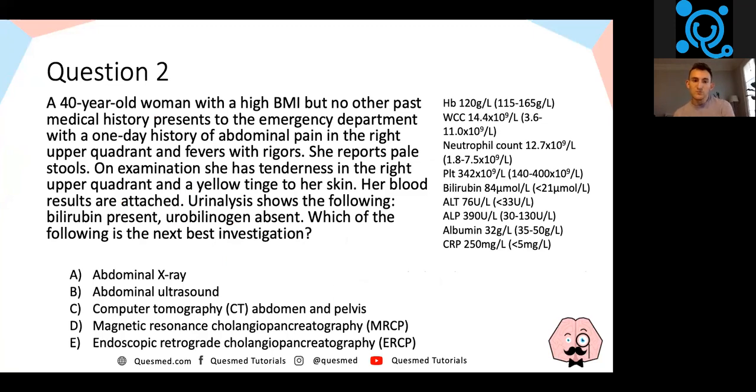So question 2. A 40-year-old woman with a high BMI but no other past medical history presents to the emergency department with a 1-day history of abdominal pain in the right upper quadrant and fevers with rigors. She reports pale stools. On examination, she has tenderness in the right upper quadrant and a yellow tinge to her skin. Her blood results are attached. Urinalysis shows bilirubin present and urobilinogen absent. Which of the following is the next best investigation? And her blood results are attached on the right there.